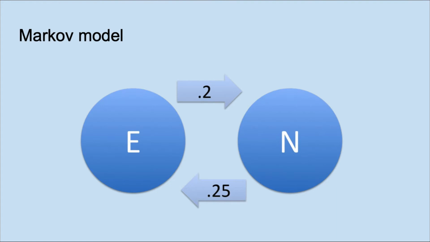A Markov model is used to model probabilistic events. The model consists of a set of states and transition probabilities between states. Here we see two states, E representing the state of exercising today, and N representing the state of not exercising today. In state E, there's a 20% probability of moving to the N state, which means there's an 80% probability of staying in the E state.